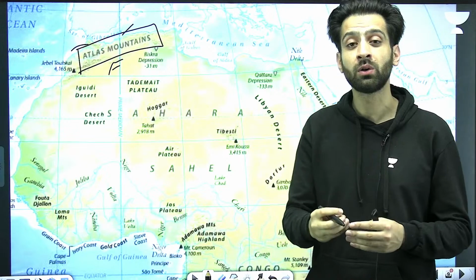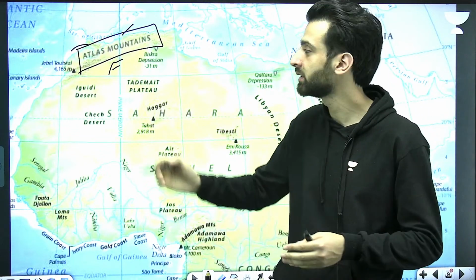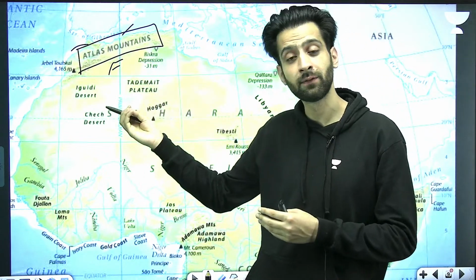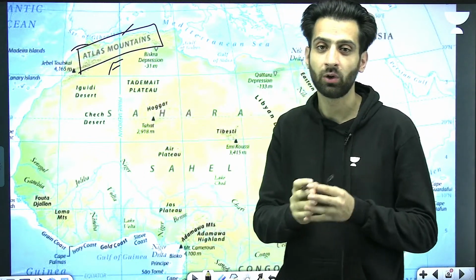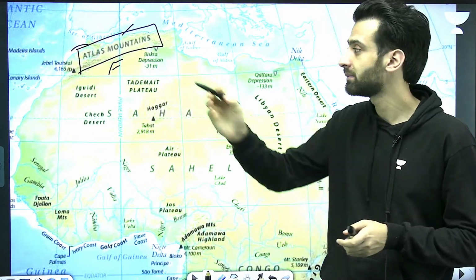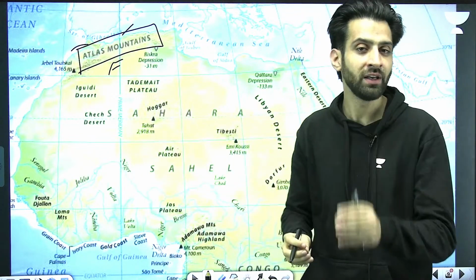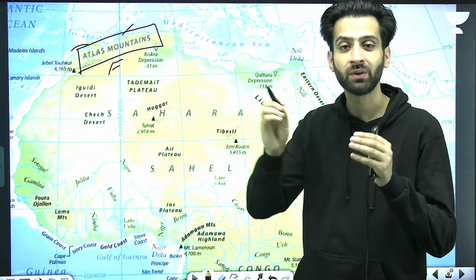There is a class going on about the mountains, how they are formed, that is already going on in my geography course. You can learn from there what are fold mountains and what are block mountains. I already taught it there. So Atlas is a type of fold mountain. It's a mountain range found in the northern part of Africa. Very important. It's a very important range that you have to remember.